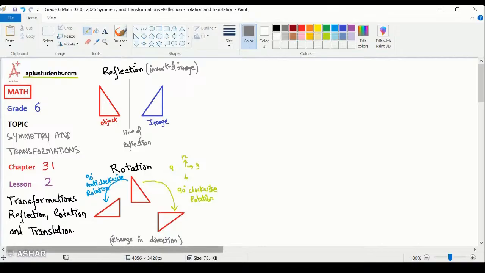Okay. Let's see about translation. In English, we know translation is when we translate from one language to another, right? But in maths, what happens is, if you are sitting in the front of the class, right?